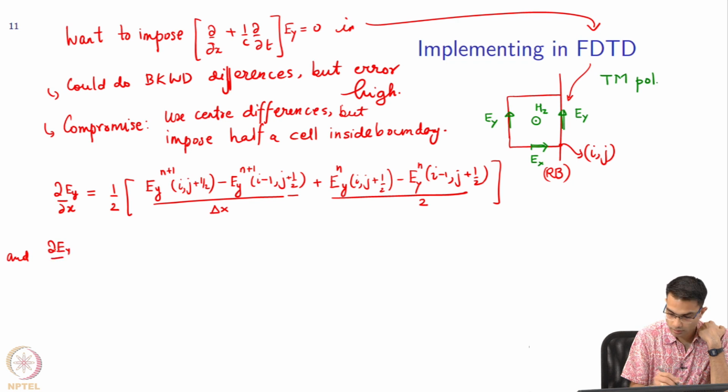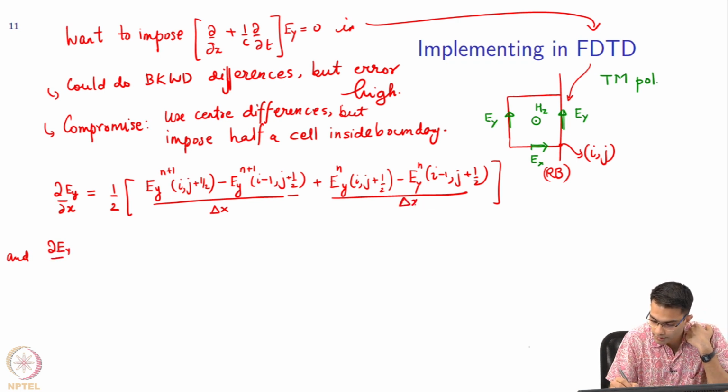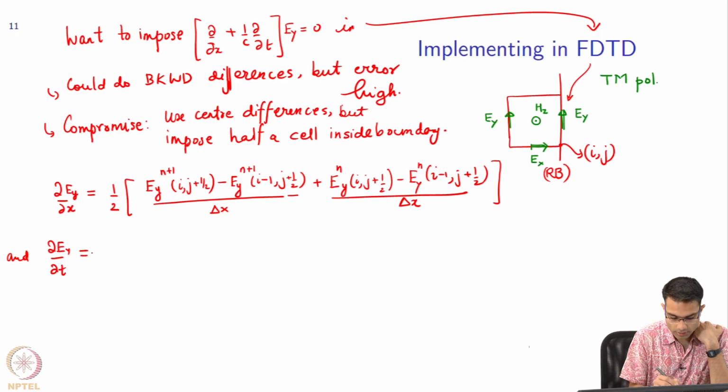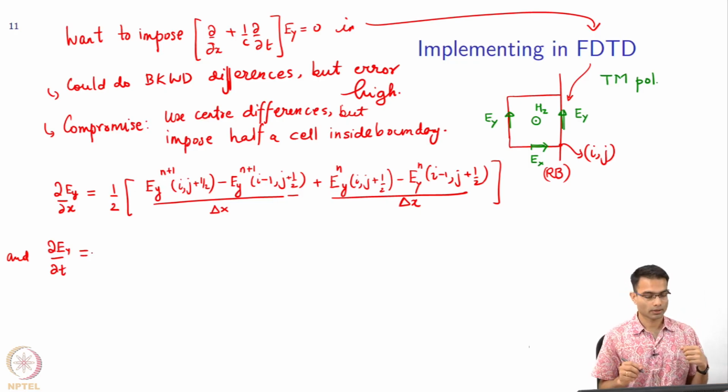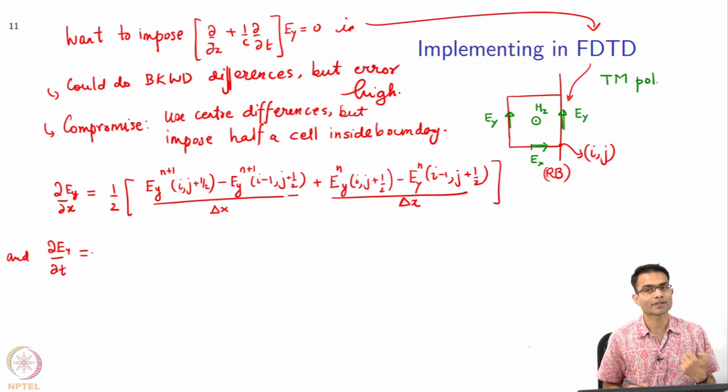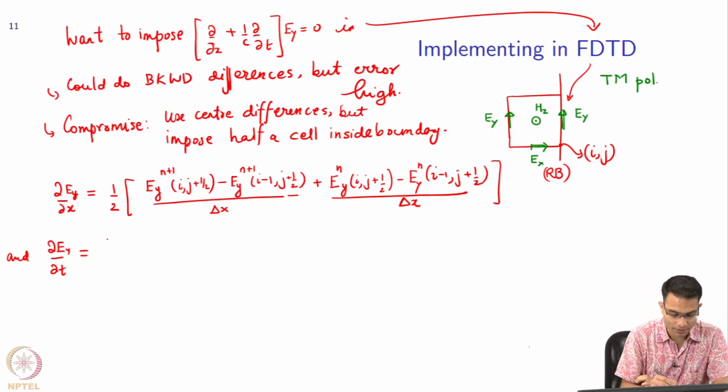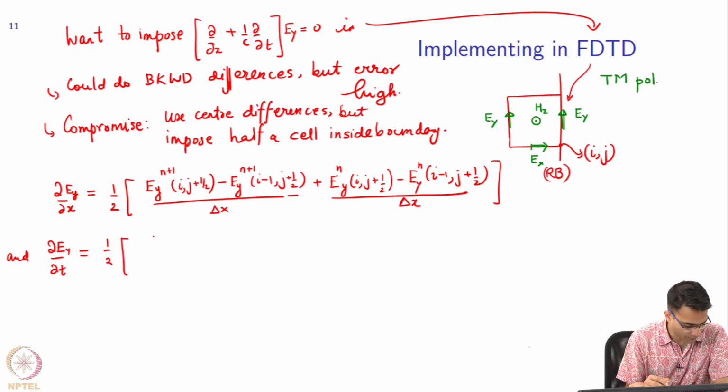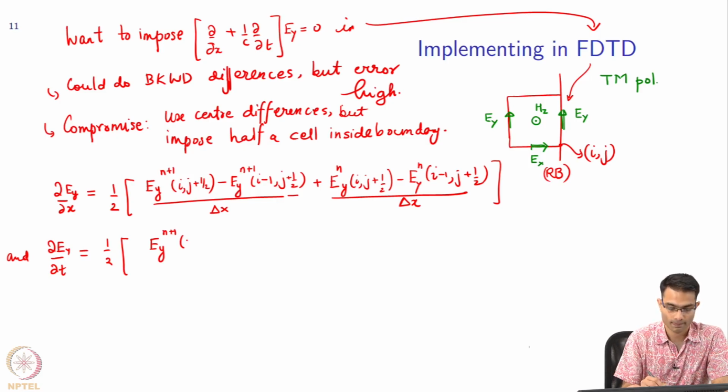dE, delta x. Now dE by dt, I will average its value over space. Same philosophy, I want to minimize the error. So the first term I am taking a time difference, Ey n plus 1. What will the location be? Remember, I am taking time differences.